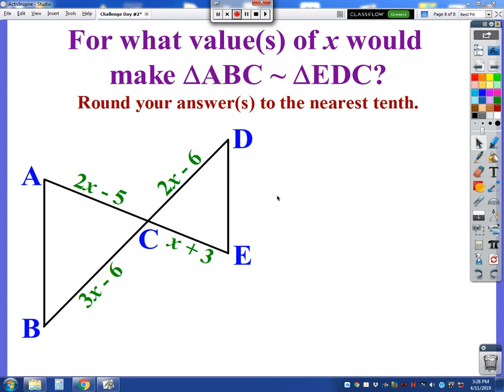All right, and the last problem of challenge day 2. This is the other super challenging problem. But if you want to see if you did it right, then you're in the right place.